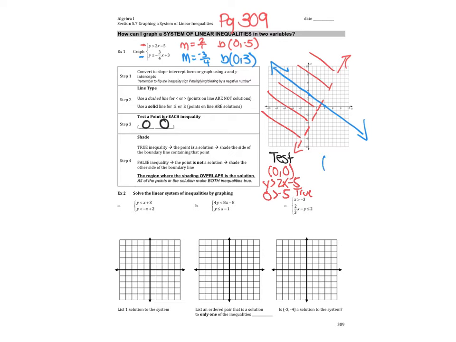Now our next point, we're going to do 0, 0 again, but with the other line. I get 0 is less than or equal to 3. This is also true. So since that is also true, I'm going to take my blue line and I'm going to shade it down.